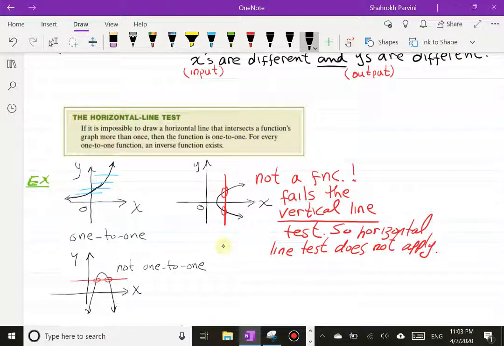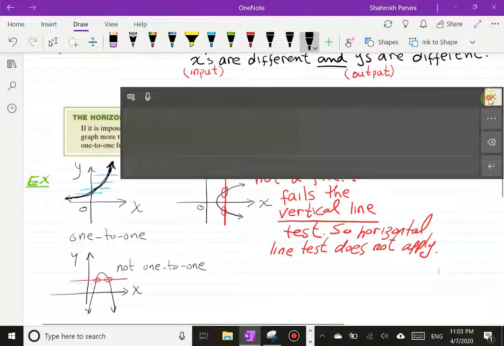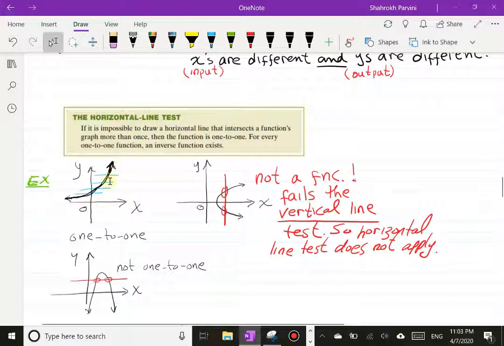My first one is this one. Suppose I have a function here I just made up. If I draw horizontal lines, that's what the blue lines are, these horizontal lines are going to cross the graph of the function at one and only one point. So this graph represents a function that is one-to-one.